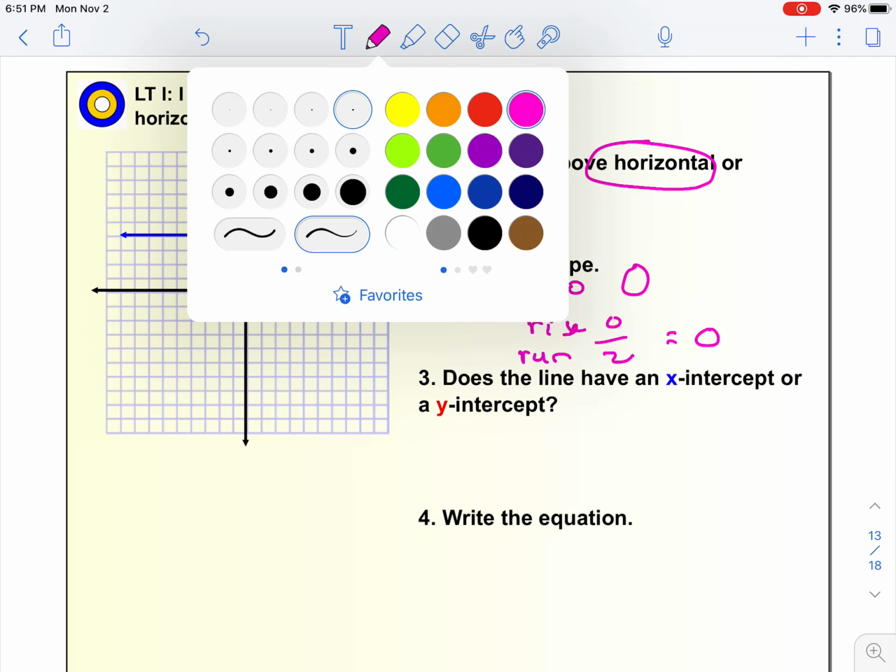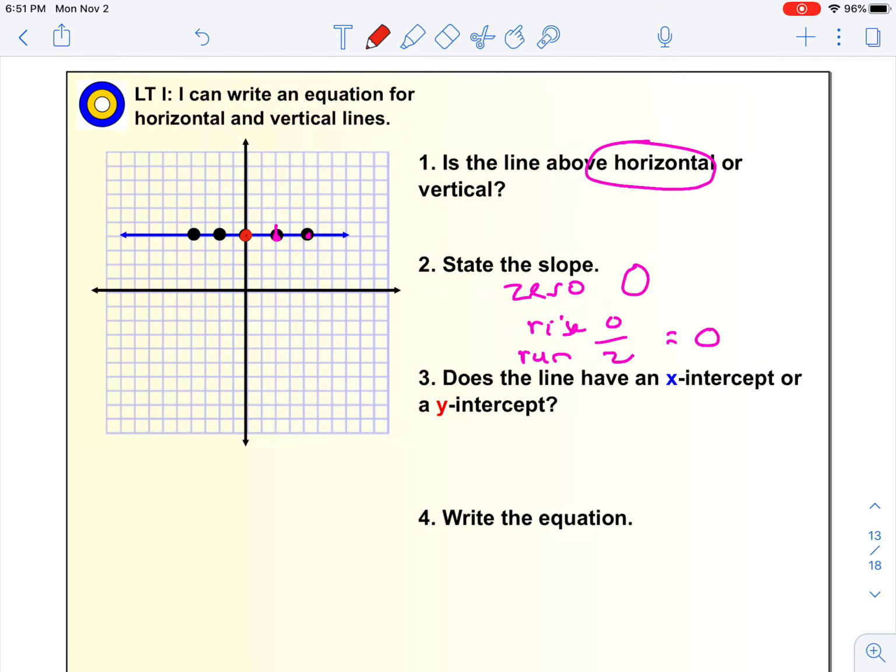So does this line have an x-intercept or a y-intercept? This line has a y-intercept. It doesn't intersect the x-axis, so it has a y-intercept. And so the equation for this line is actually y equals whatever my y-intercept is, and in this case it looks like 1, 2, 3, 4. So y equals 4. That's the equation for horizontal lines. They go through the y-axis, so they're y equals lines.